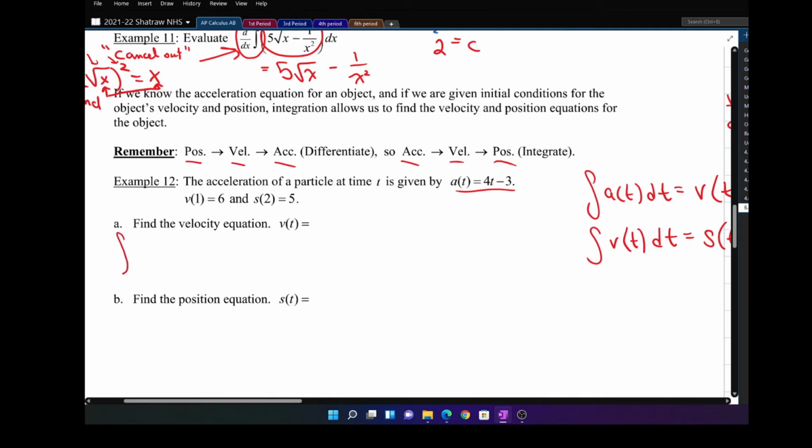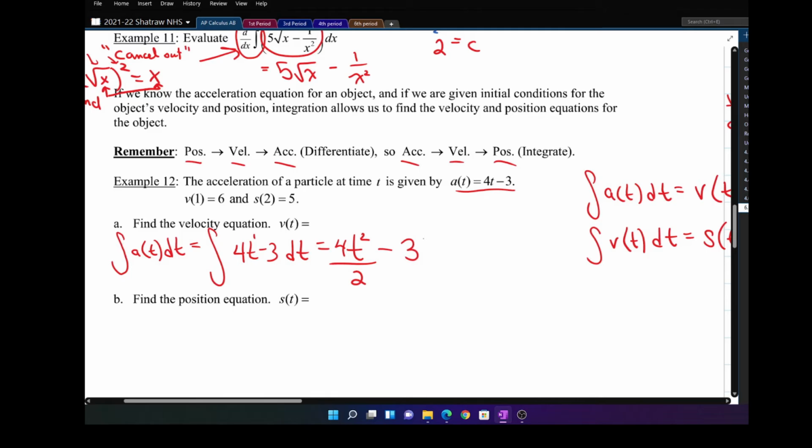Ready? The velocity equation is the integral of acceleration with respect to t. Thank you very much. And so I have the integral of 4t minus 3. And now, do you know how to take that integral? Sure you do. T should be squared because it had been to the 1 power and I added 1 to it. There was a 4 out in front and that new power should be in the denominator.